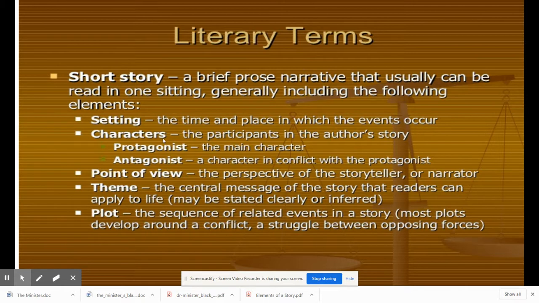It has characters. And usually the characters are a protagonist, which is usually the main character, and an antagonist, which is a character in conflict with the protagonist. It has a point of view, the perspective of the storyteller or narrator. This will be a third person point of view, and definitely it has a theme, the central message of the story that readers can apply to life. And it has a plot, which is the sequence of related events in a story. Okay? And usually the plot is developed around a conflict, a struggle between opposing forces.